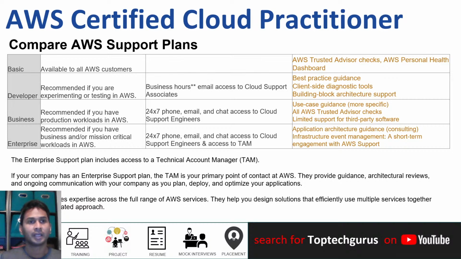Remember that. Basic is available to all customers. So if you just log in and create an AWS account, you have the basic account. What do you get with the basic account? Actually, you can't really email someone. You can't get any chat support. None of that is available. But you can go into your management dashboard, into your web tool, and check the personal health dashboard. It shows whether all your EC2 instances are green, yellow, or red.